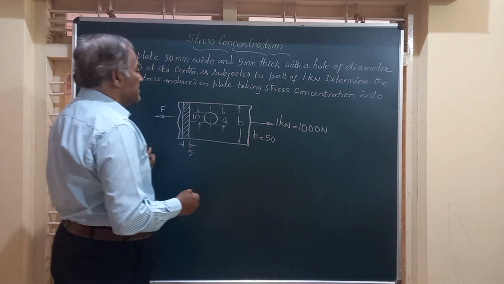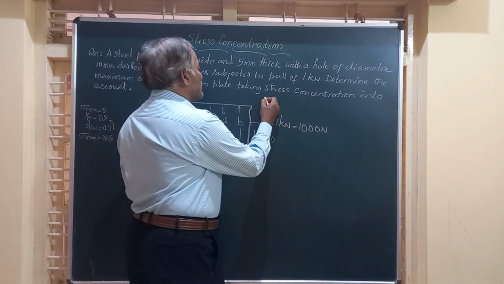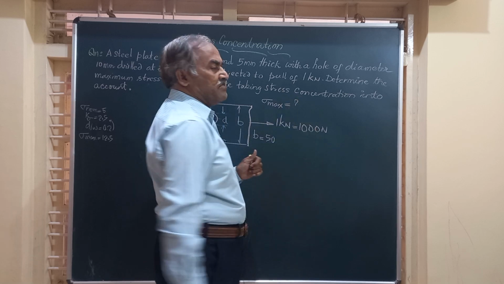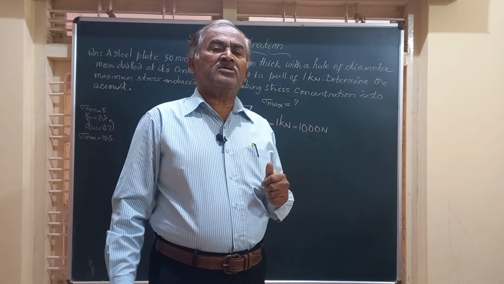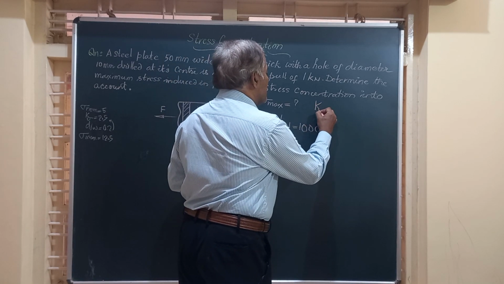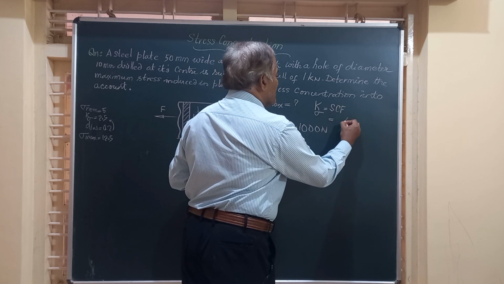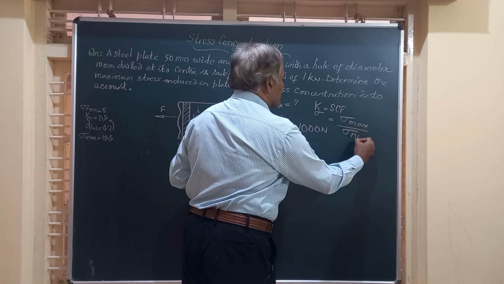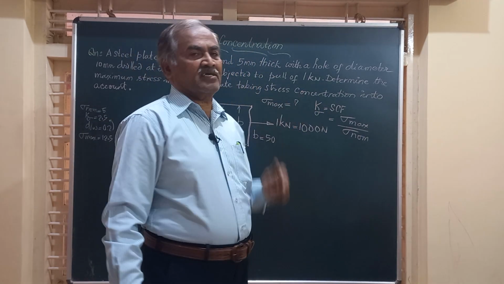So friends, what happens now? We are required to find out the maximum stress induced in the member. The question that is being asked is sigma max, that is maximum stress induced in the member. Now friends, we have a term called stress concentration factor, which is defined as K sigma, that is the stress concentration factor, SCF, that is equal to the maximum stress to the nominal stress. This is the formula for the stress concentration factor K sigma.